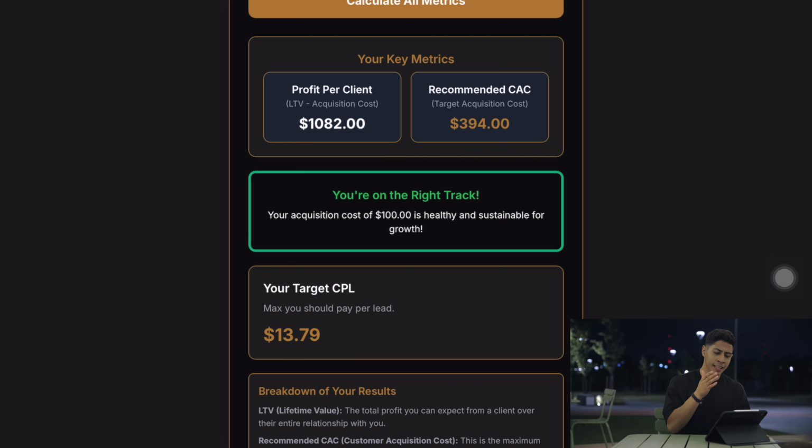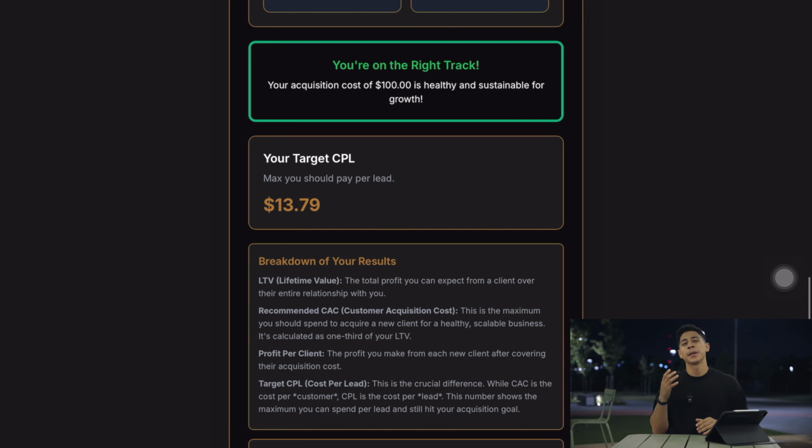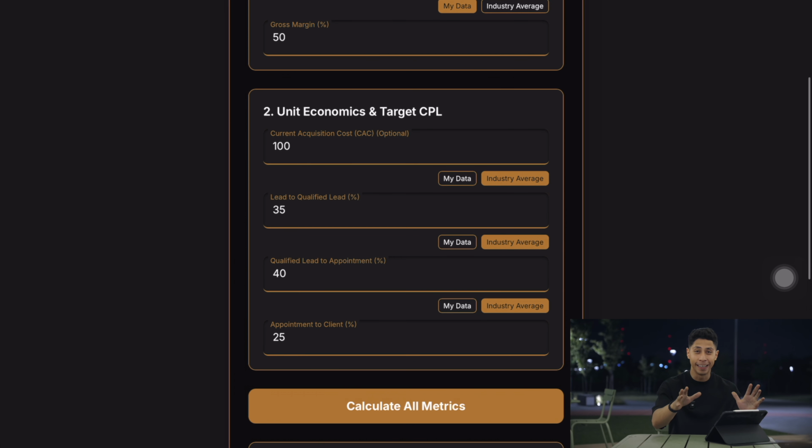Not just that, let's now look at the profit per client. Now, every client makes you $1,082 even if we spend $400 to get them. And now the next magic number. We were at 4.6. Now we're able to spend $13.79 per lead. But wait, there's more.